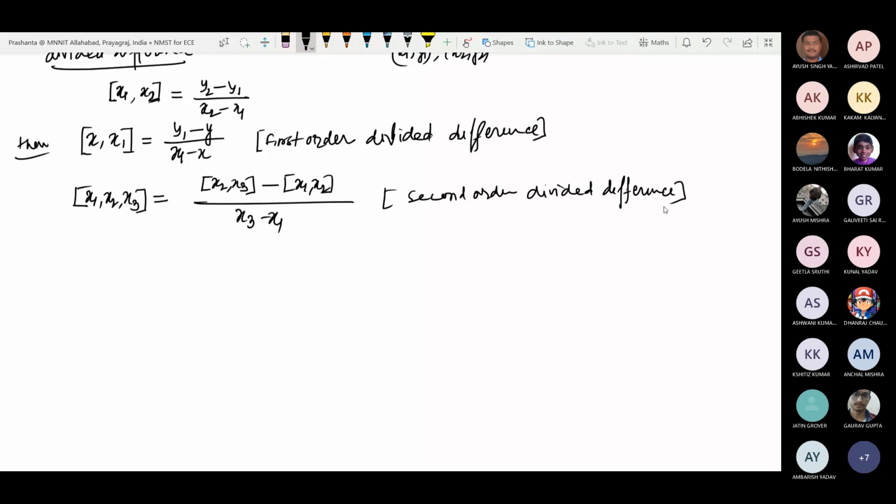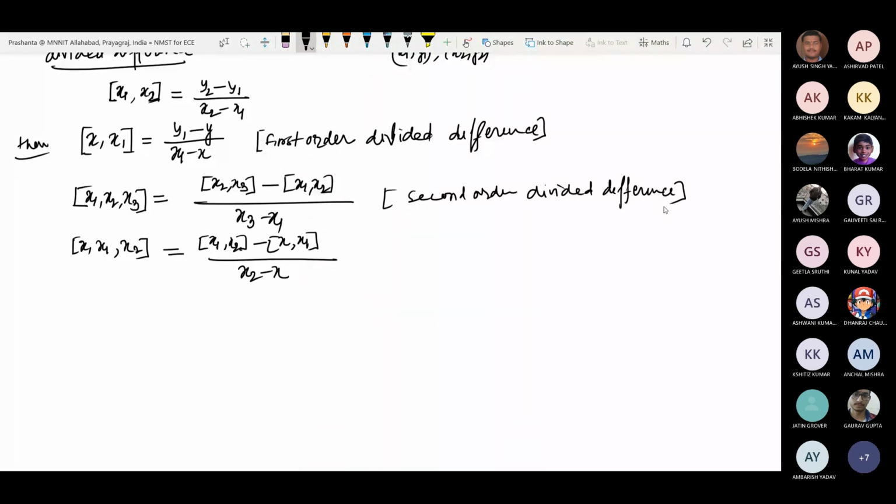So similarly, can you tell me what the divided difference of x, x1, x2 will be? It will be the divided difference of x1, x2 minus the divided difference of x, x1, by x2 minus x. So this is how you'll be evaluating.